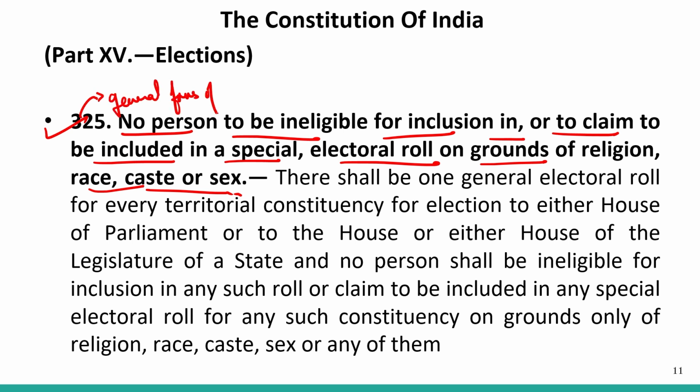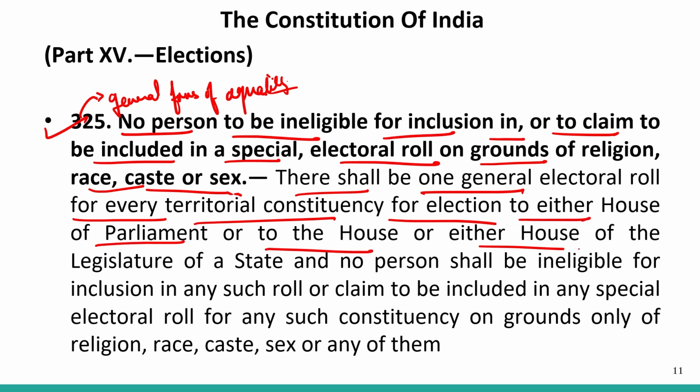General forms of equality. Meaning that there shall be one general electoral roll for every territorial constituency for elections to either house of the parliament or to either house of the legislatures of the state. So there will not be a different electoral roll. Electoral roll means the list of voters who are going to vote in a particular election, for every particular territorial constituency.